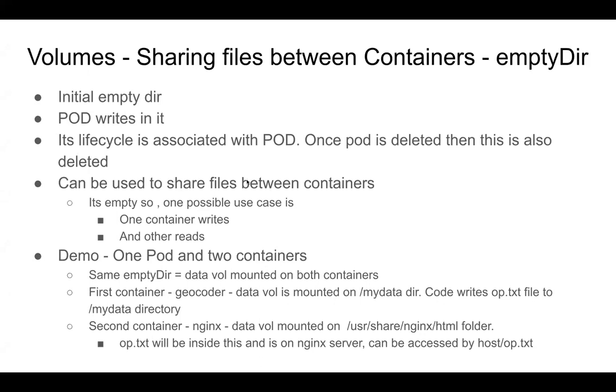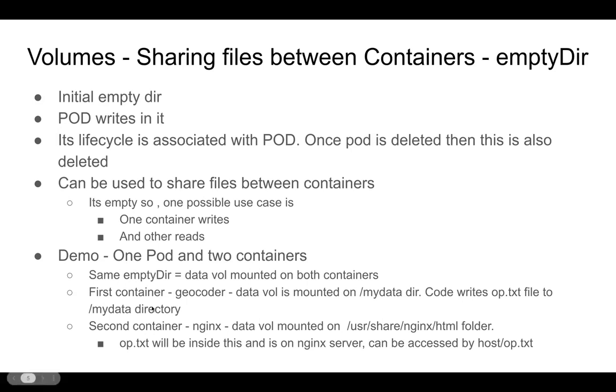Now we'll take an example of emptyDir. It's an initially empty directory, and generally you use it when pods write into it. As I said, its lifecycle is associated with the pod. Once the pod is deleted, then this is also deleted. So it can be used to share files between containers within a pod. Because it's empty, one possible use case could be that one container writes, another container reads. So that's one place where you can use the emptyDir.